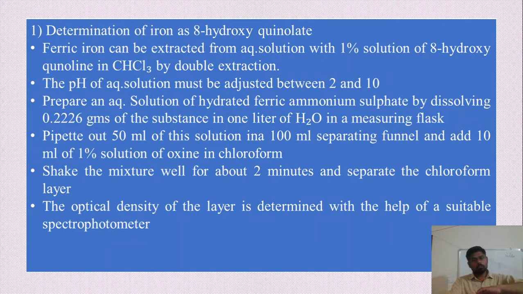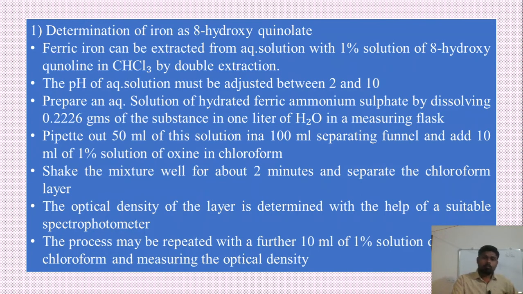Then you measure the optical density, we can say the absorbance or percentage transmittance, of that chloroform layer with the help of a spectrophotometer. The process may be repeated with a further 10 ml of 1% solution of oxime in chloroform, and again measuring the optical density. That is called a repetition.